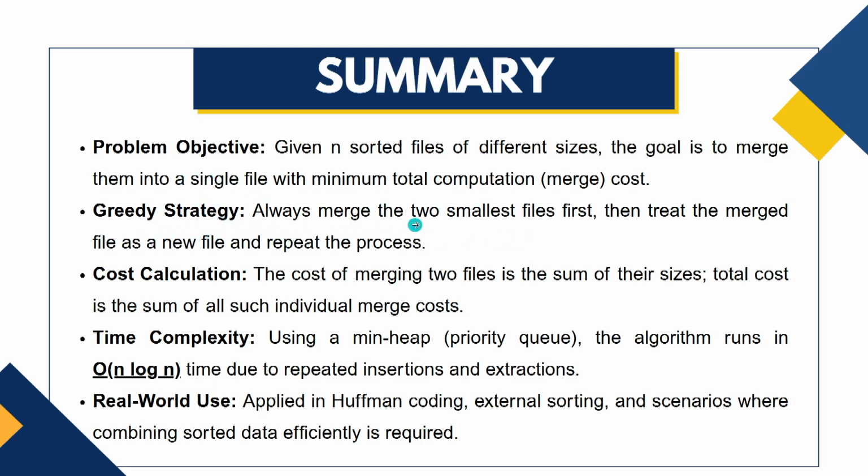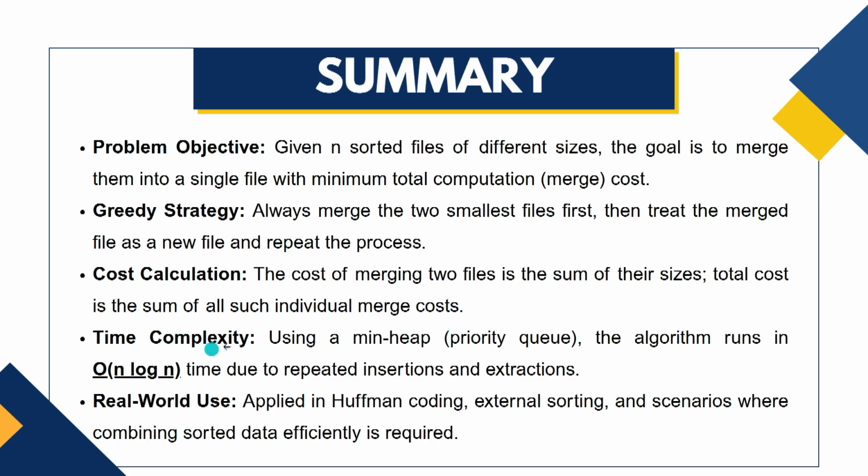With the greedy strategy, what we did was we took only the two smallest files at any point of time and merged them into one, and we repeated this process till we got only one file as the result. At the final stage, we computed the cost. The cost of merging two files is the sum of their sizes, and we had several locally optimal solutions, and finally those locally optimal solutions were used to compute the total cost, which is the sum of all individual merge costs.